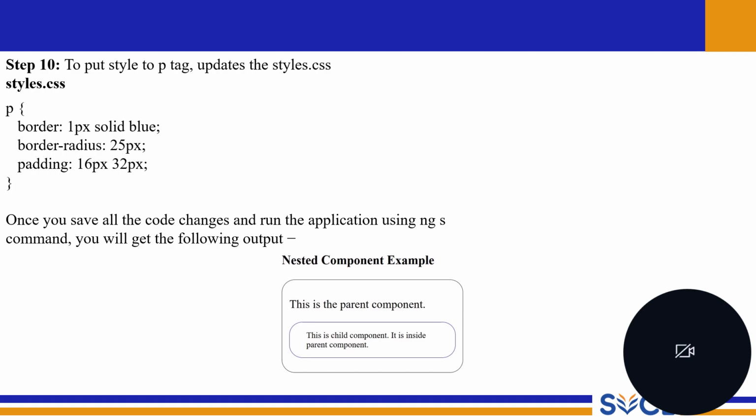So this is the example of a nested component. The outer one is the parent component and the inner one is the child component. The child component is created inside the parent one.